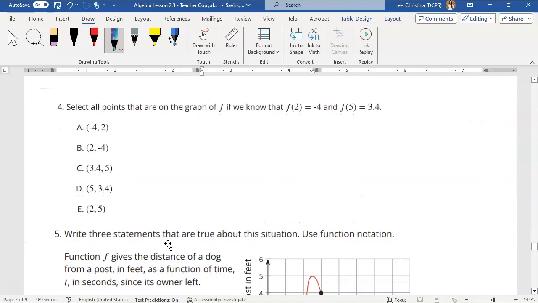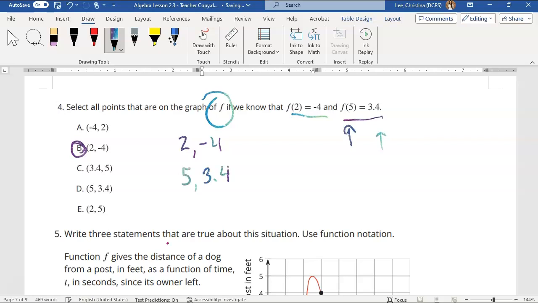Select all points that are on the graph if we know the graph of f, if we know that f of 2 equals -4 and f of 5 equals 3.4. So that would be an input of 2 comma -4. That would be this one. This is our x, this is our y, so 5 comma 3.4. Those give us our 2 points. Remember that your input here is x, your output here is y.